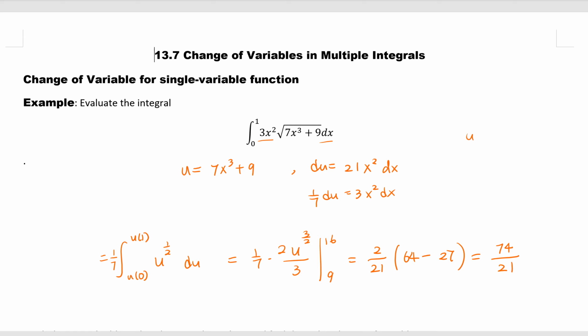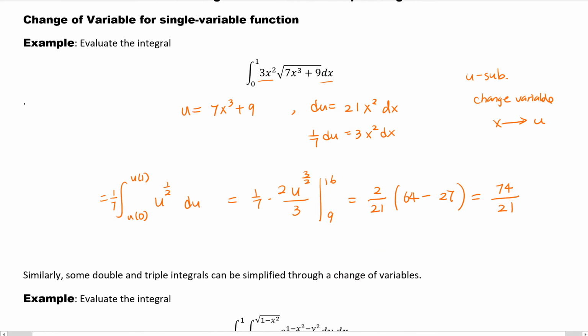And here we're using u substitution. And you can see we changed the variable from x to u. Okay, so we changed the variable from x to u.